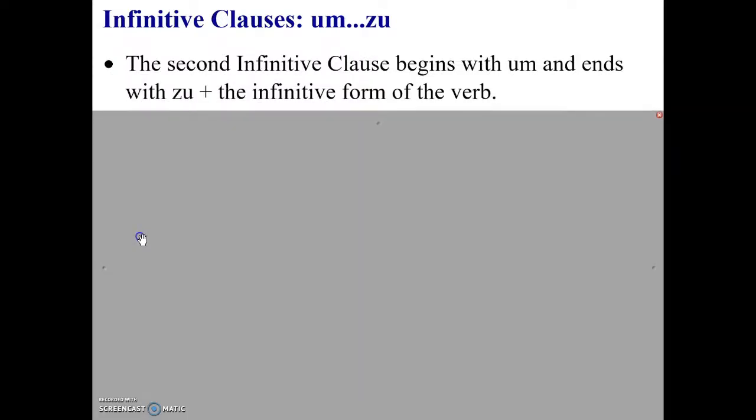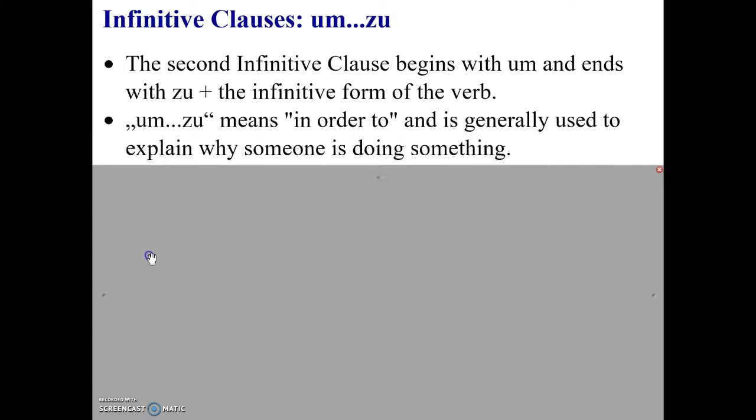The second type of infinitive clause that we're going to look at are called um zu clauses. These clauses begin with um and end with zu plus the infinitive form of the verb. So we're still using zu plus the infinitive form of the verb. It's just that each of these clauses begin with um and they operate a little differently. Um zu means in order to, and is generally used to explain why someone is doing something.